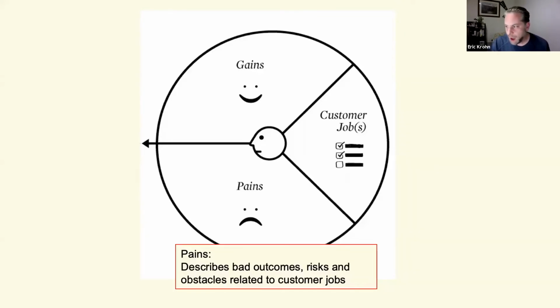Customers have pains, and we need to describe what outcomes or obstacles related to their jobs could go wrong. Like the person that gets the coffee on their way to work, the pain is if they show up to work completely lethargic and unproductive, they might get fired, or people might say they're not holding their own at work. So that's a reason someone might need a cure for that.